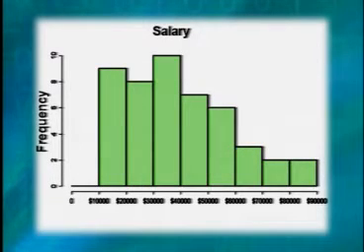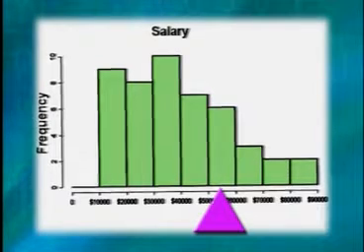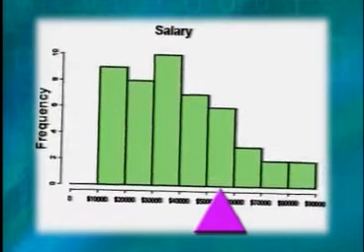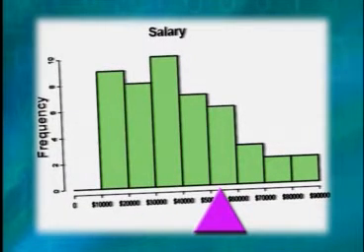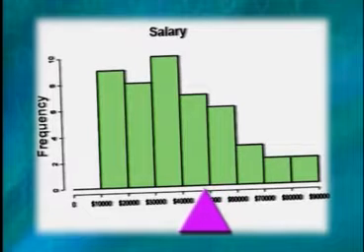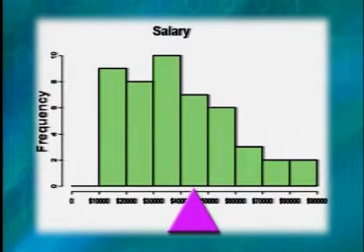The mean is the place that you would put a fulcrum if you thought of this as a teeter-totter. So the mean is the place at which the data balance. You see? In this case the mean is $44,000, so if we put the fulcrum right here, the data would balance.